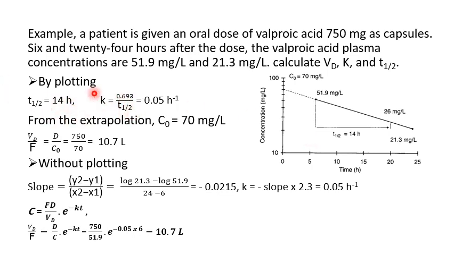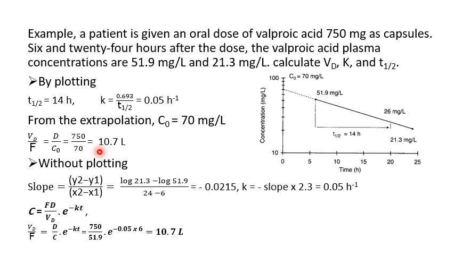We can then simply calculate the elimination rate constant. Again, by extrapolation of this straight line to the y-axis, we can find the value of the hybrid constant, the volume of distribution over F. First, we find the plasma concentration at time 0, which in this case is 70 milligram per liter. Then the hybrid value is dose over plasma concentration at time 0.